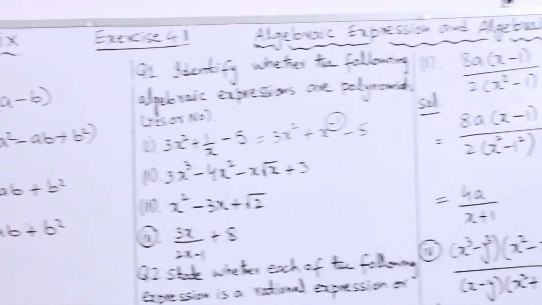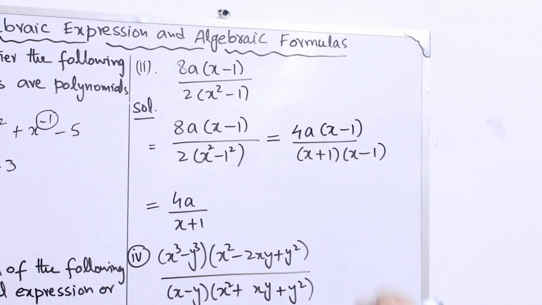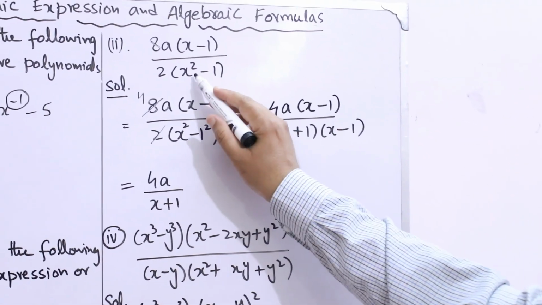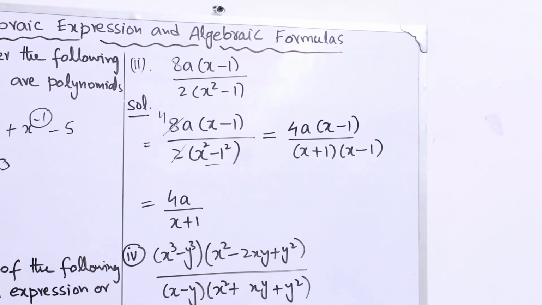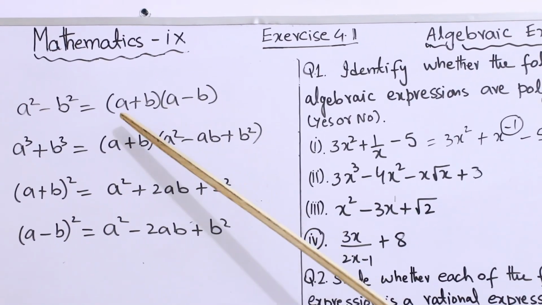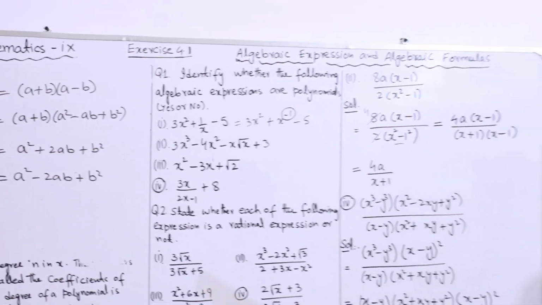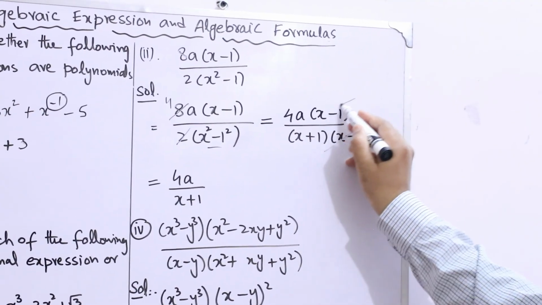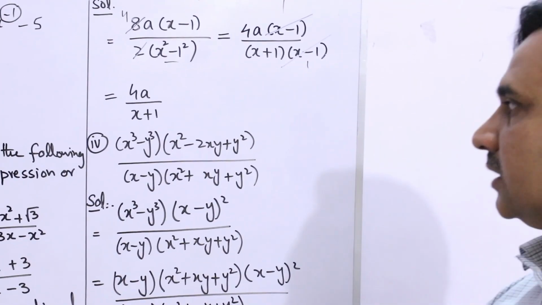So see here, this 2 cancels out with 8, 2 4 times 8, a as it is, x minus 1. x square minus 1 can be written as x square minus 1 square. So we'll use the first formula, a square minus b square. This can be written as a plus b, a minus b. Here a is x and b is 1. So x plus 1, x minus 1. So this x minus 1 cancels out with this. So we are left with 4a divided by x plus 1.